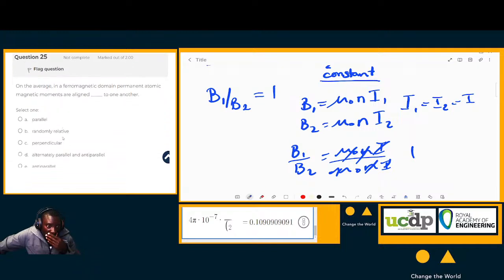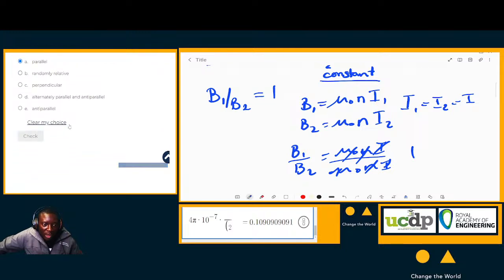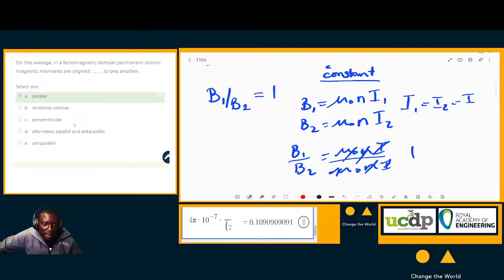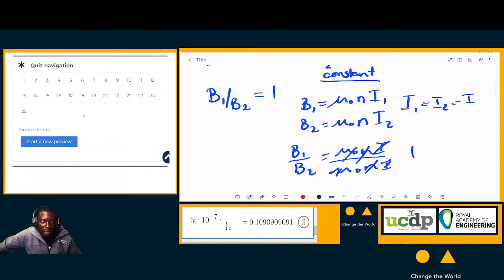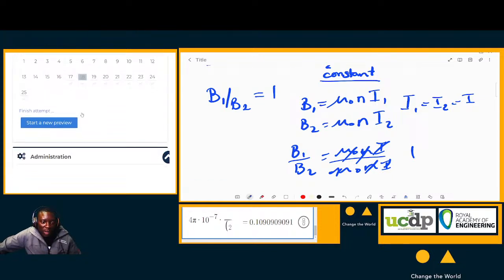Okay, then on average in a ferromagnetic domain, permanent atomic magnetic moments are aligned. So for a ferromagnetic material that has magnetism within it, we have the domains aligned parallel to each other, which is what enhances the magnetizability of that material. So that's all for this chapter on magnetic sources.